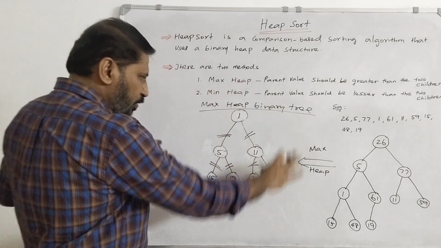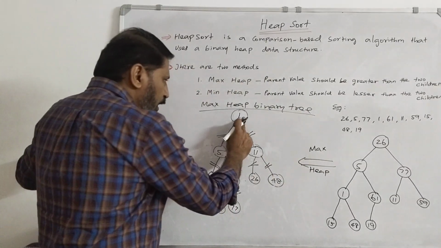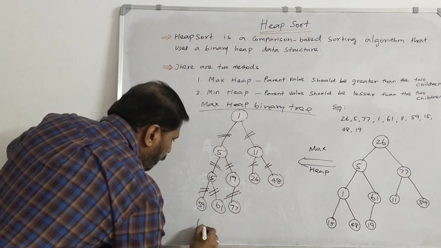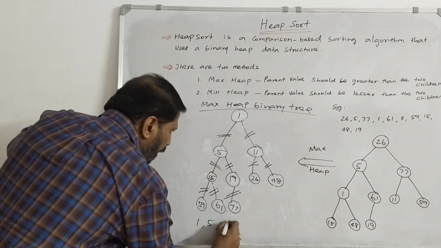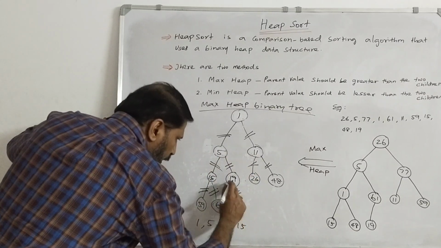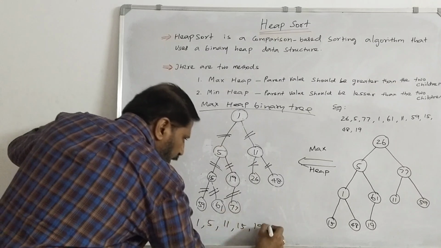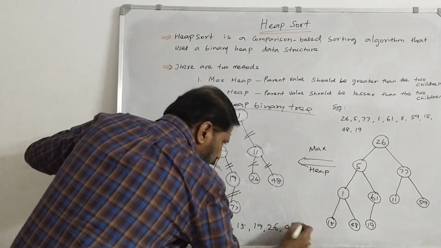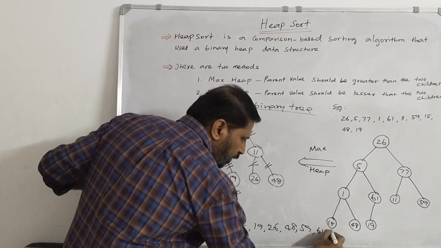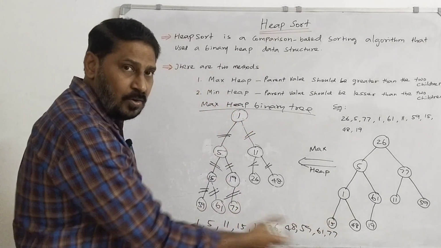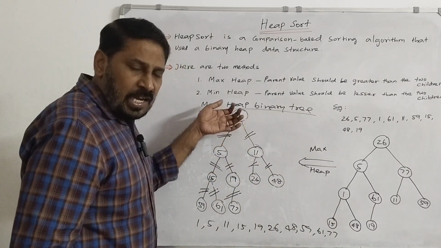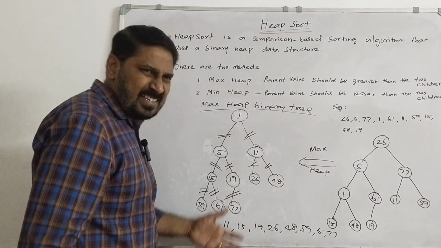After doing all these steps, we take the numbers from the root, from left to right: 1, 5, 11, 15, 19, 26, 48, then 59, 61, 77. So it is in ascending order. Through this way only we are arranging the numbers using the max-heap.